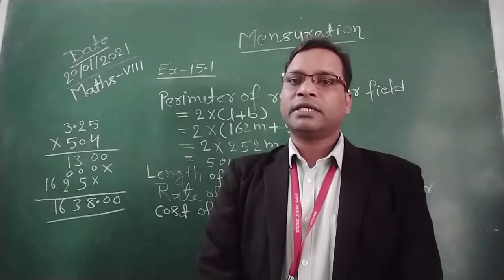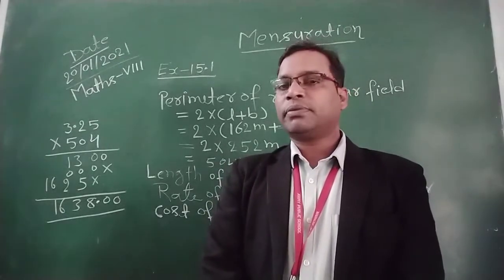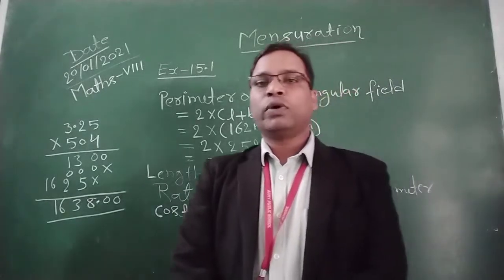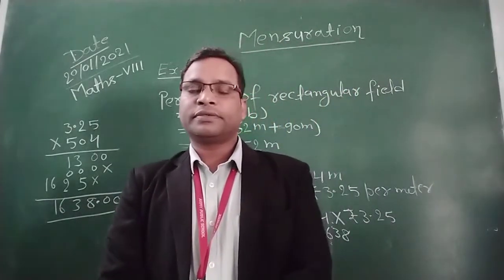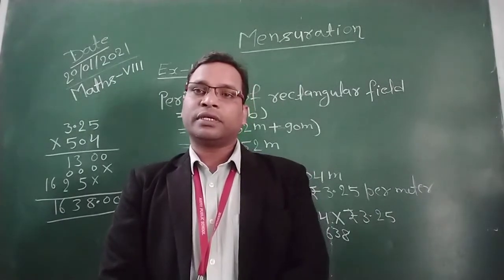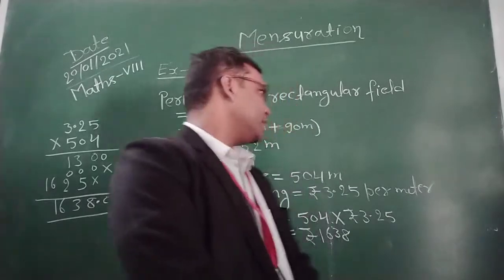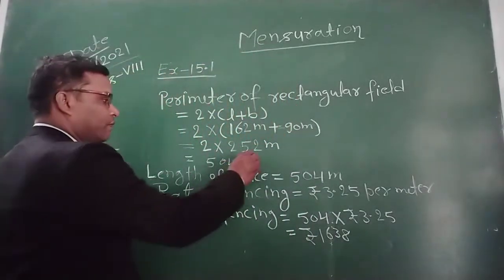So in this way we find the length and the breadth of the rectangular field, and after this we find the perimeter of the rectangular field. Perimeter of the rectangular field is 2 into length plus breadth. Length is 162 and the breadth is 90, and then we find the perimeter of the rectangular field is 504 meters.